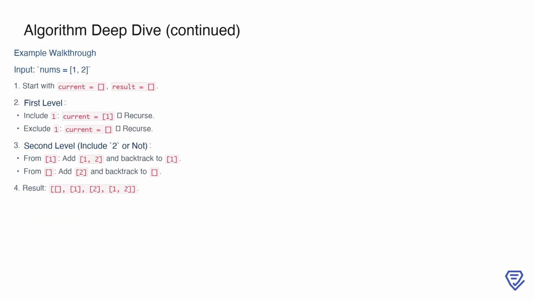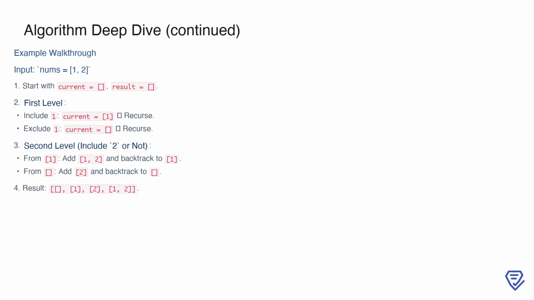To solidify our understanding, let's walk through an example where the input array is [1, 2]. Initially, the current subset is empty, and the result list is also empty. At the first level, we make two decisions: include 1 in the subset or exclude it. If we include 1, the current subset becomes [1], and we recurse to explore further. If we exclude 1, the current subset remains empty, and we recurse from there. At the second level, we decide whether to include or exclude 2.